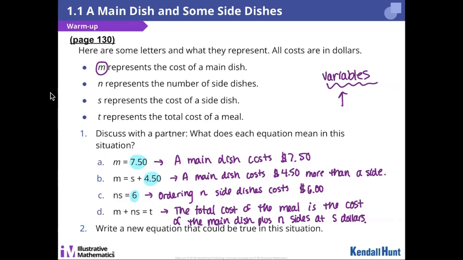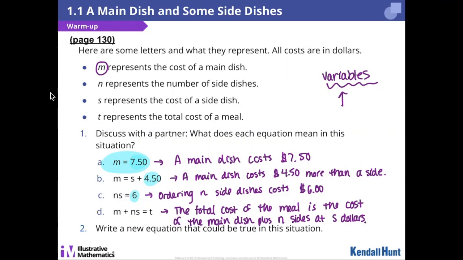But when it says part 2, it says write a new equation that could be true in this situation. Now, when I'm looking at this, something that would not be true is we can't say m equals 8, because we already know from up above that m is equal to $7.50. You can't just magically change the price of what a main dish costs at wherever this is.